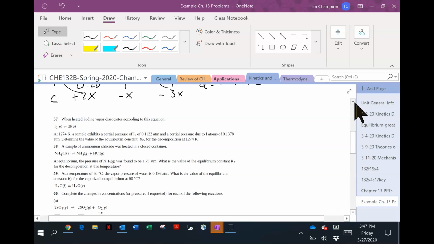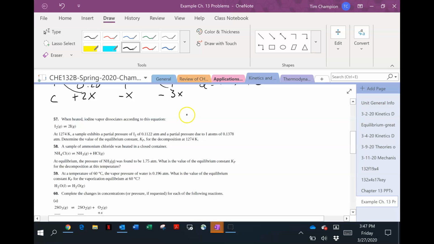When heated, iodine vapor dissociates according to this equation. I2 gas is in equilibrium with 2 iodine atoms in the gas phase. And we're told that at 1274 Kelvin, a sample exhibits a partial pressure of I2 of 0.1122 atmospheres and a partial pressure due to I atoms of 0.1378. Determine the value of the equilibrium constant. So what they're giving us here, these are the equilibrium values.